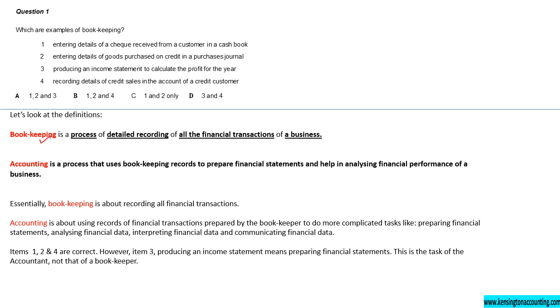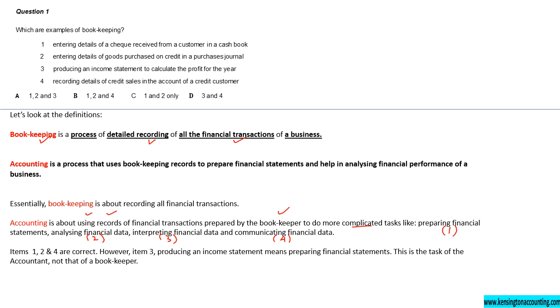Bookkeeping is essentially about the recording of financial transactions, whereas accounting is using the records prepared by the bookkeeper to do more complicated and sophisticated tasks like preparing financial statements, analyzing financial data, interpreting financial data, and communicating those financial data. Now, based on these definitions, let's look at the question and the four possible solutions.